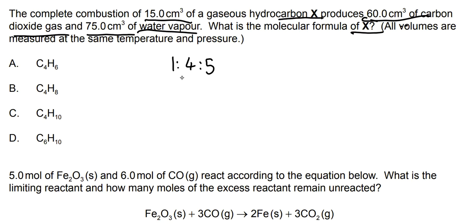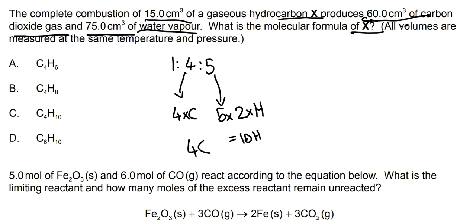So it looks to me like there's 4 times carbon, and there's 5 times H2. So it looks like there's 10 H and 4 carbon. So therefore, this compound is going to be C4H10. Notice it is the molecular formula, not the empirical formula, so we don't have to have the lowest common ratio of atoms.